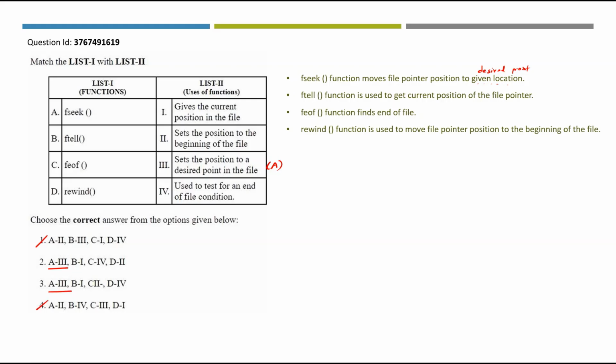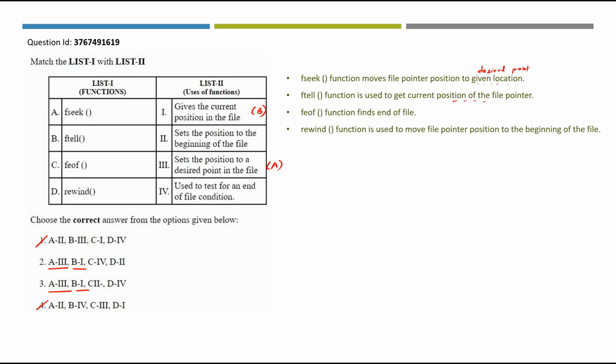Then we have ftell. Ftell function is used to get current position of the file pointer. We have the statement gives the current position in the file. B will be mapping to 1. B1 is also available in both the options.